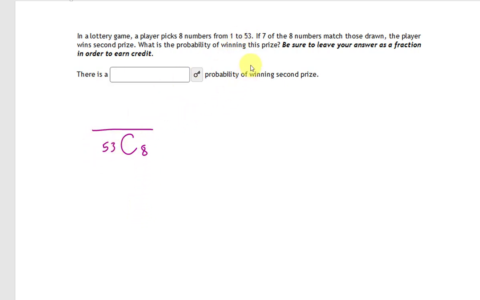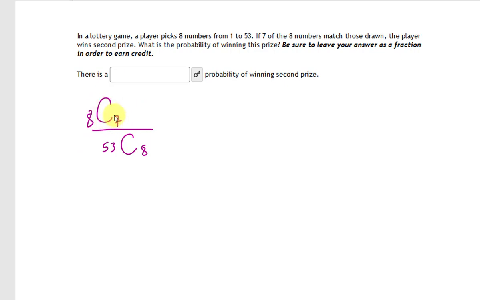Now the requirement is, if 7 out of the 8 numbers that were chosen match, then you win the prize. So as long as you have 8 winning numbers, and you can choose 7 that match them, then you are okay. And again, the 7 numbers can be in any order. The order doesn't matter in this case.